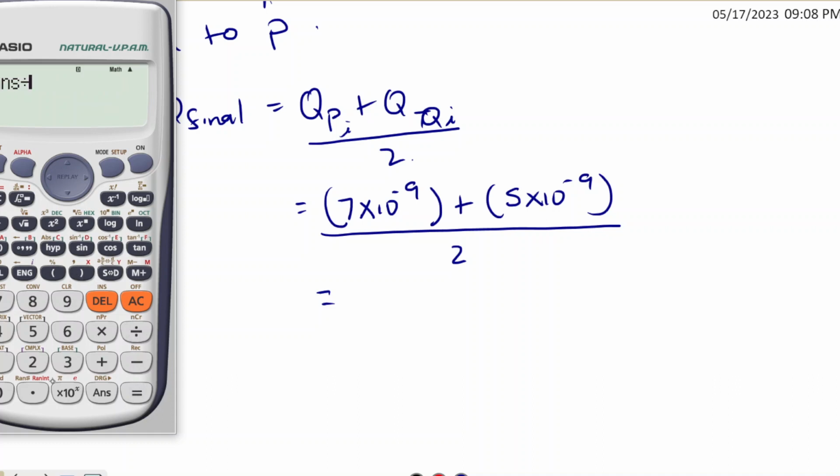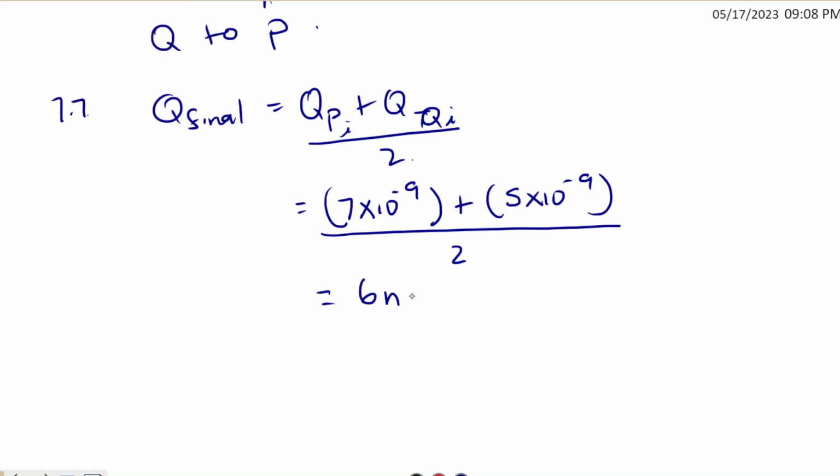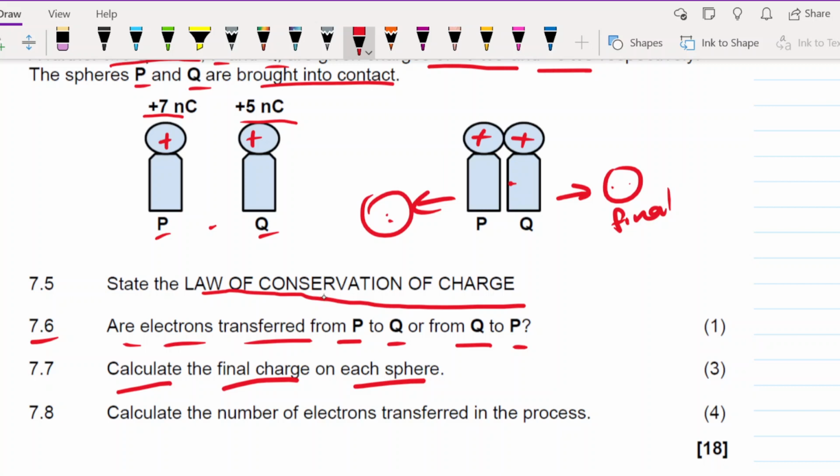Then we divide by 2. So now we have 6 nanocoulombs. That will be Q final. In other words, after they separated, this one will be 6 nanocoulombs and that one will be 6 nanocoulombs. So they are going to be positive 6 nanocoulombs, positive 6 nanocoulombs.